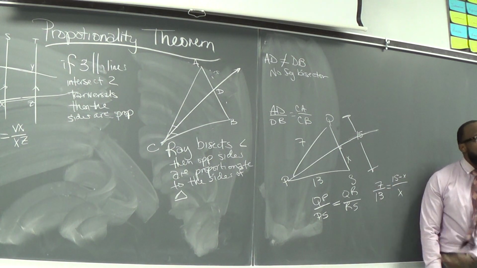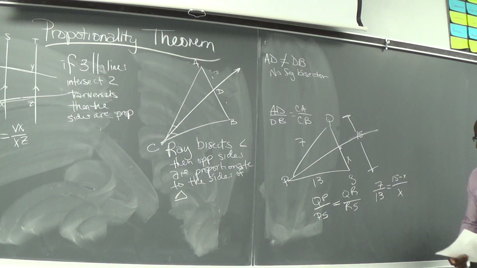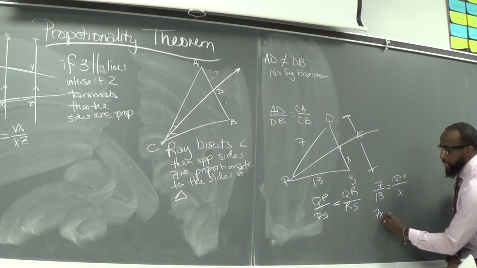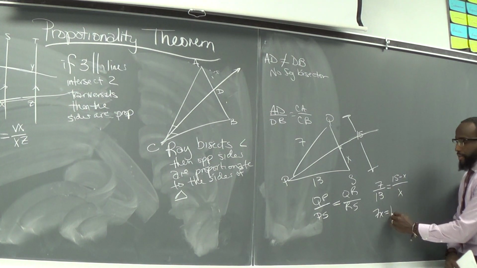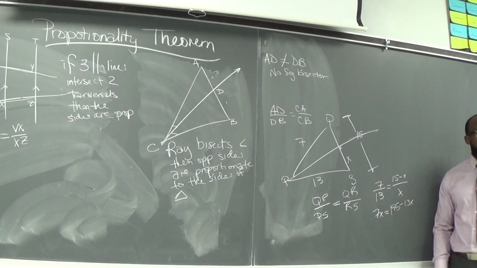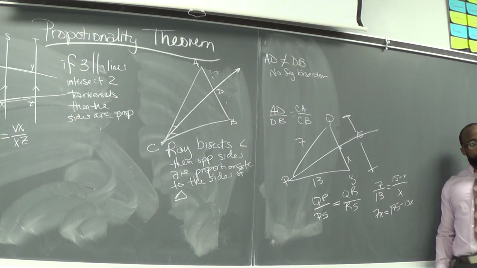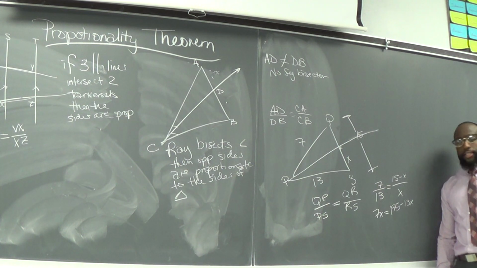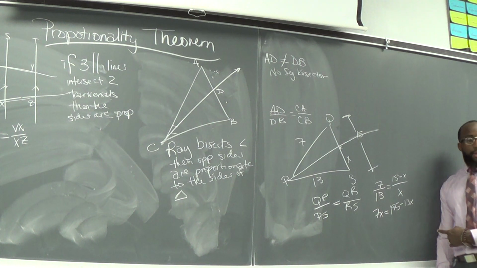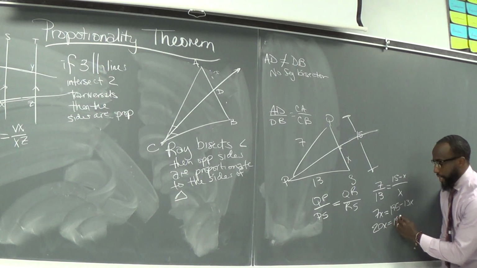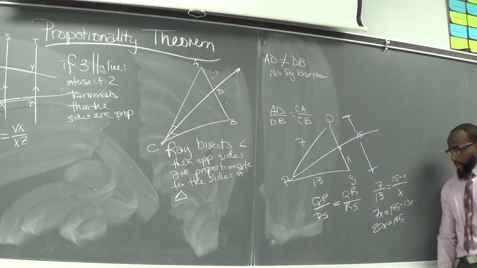Then we solve. Cross multiplying, we get 7 times X, which is 7X, and 195 minus 13X. What's the next move? What are you going to do to the 13X? Add 13X to 7X. So we're going to get 20X equals 195.